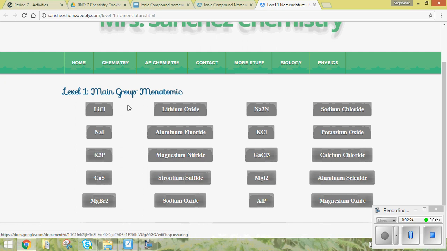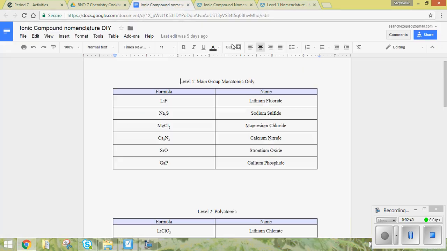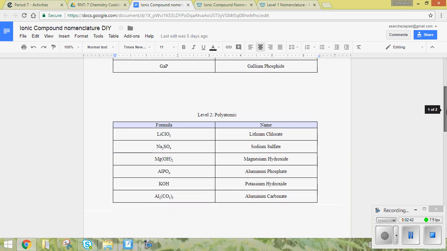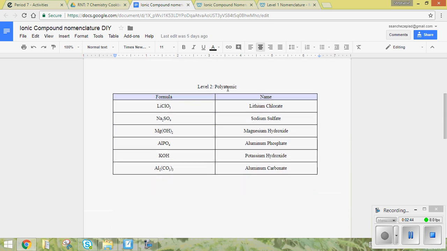Once you finish level 1, and when I say finished, I would like you to get at least 3 of the formula to name and 3 of the name to formula correct before you move on to level 2. When you get those correct, so a total of 6 correct, then, and only then, you'll go to level 2. Level 2 is a little bit more difficult.